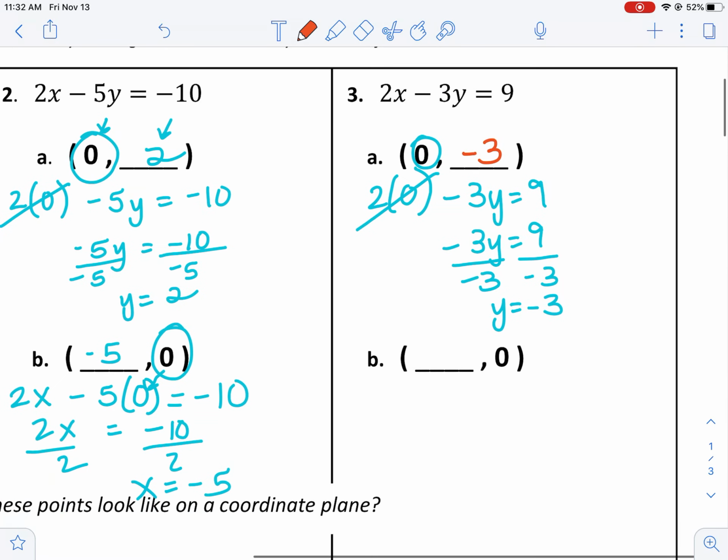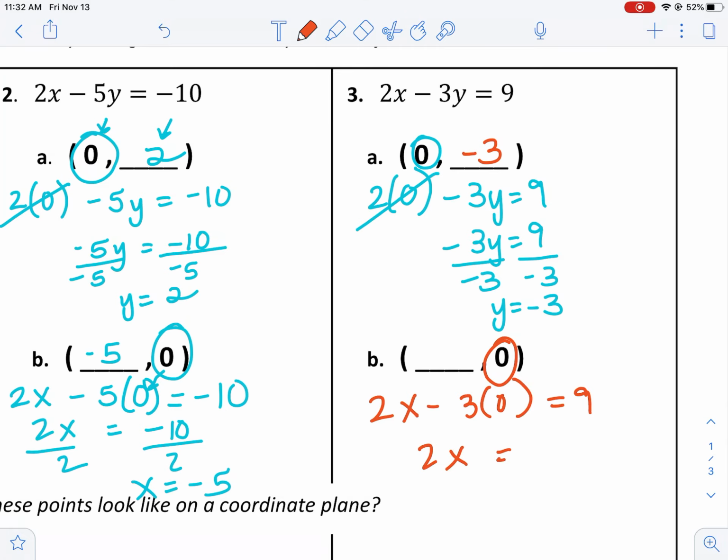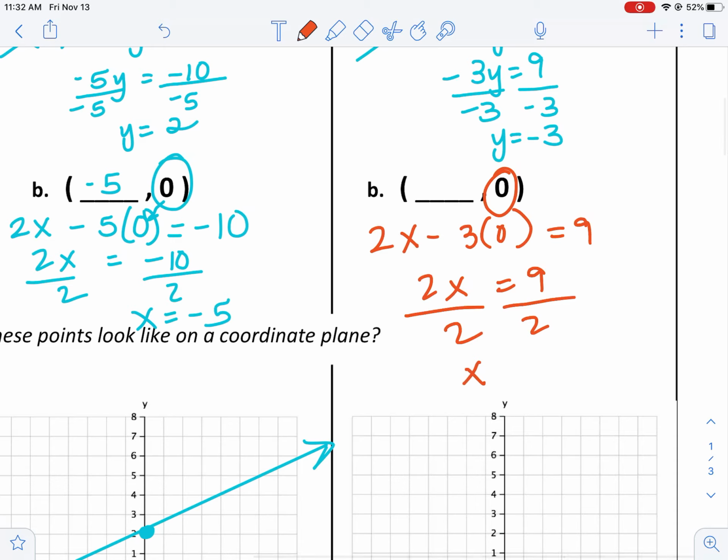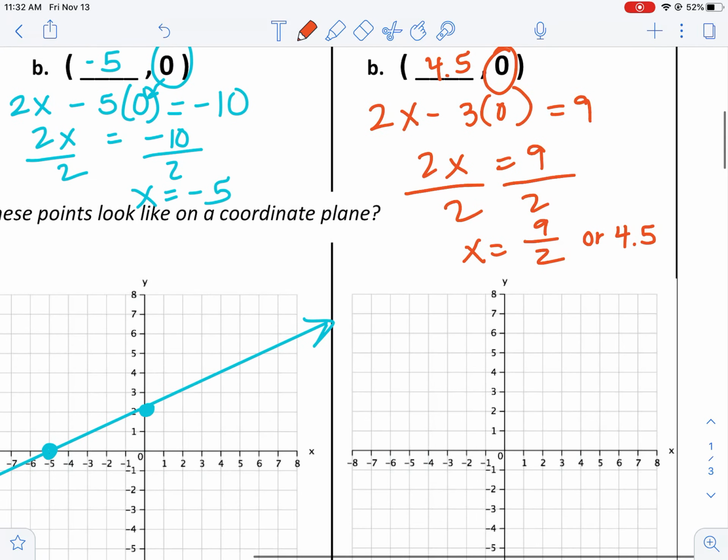So, y is negative 3 when x is 0. Let's find out what x is when y is 0. So, 2x minus 3 times 0 equals 9. We've got 2x equals 9. We're dividing both sides by 2. X is equal to 9 over 2, or, yes, I'm letting you write a decimal, 4.5.